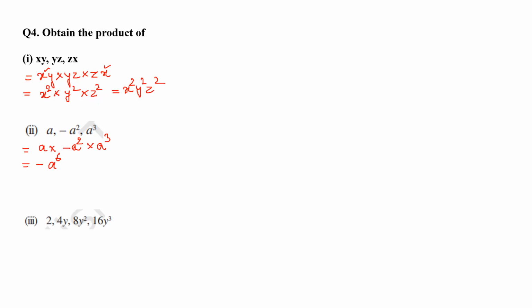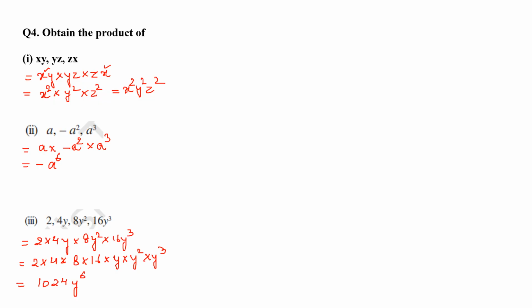Third one, here it will be 2 into 4y into 8y square into 16y cube. So first multiply the numerical part. So 2 into 4 into 8 into 16 and the variable part is y into y square into y cube. Now 2 fours are 8, 8 eights are 64 and 64 into 16 will give you 1024, and y raised to the power 1 plus 2 plus 3 which will give you 6. So this is the product.